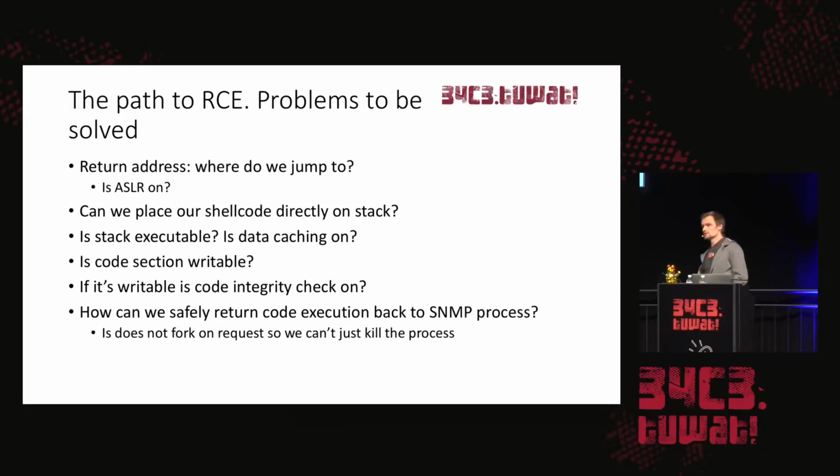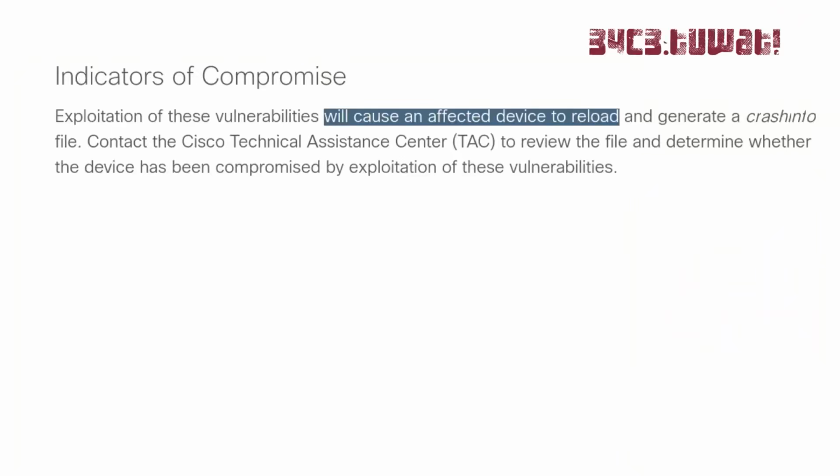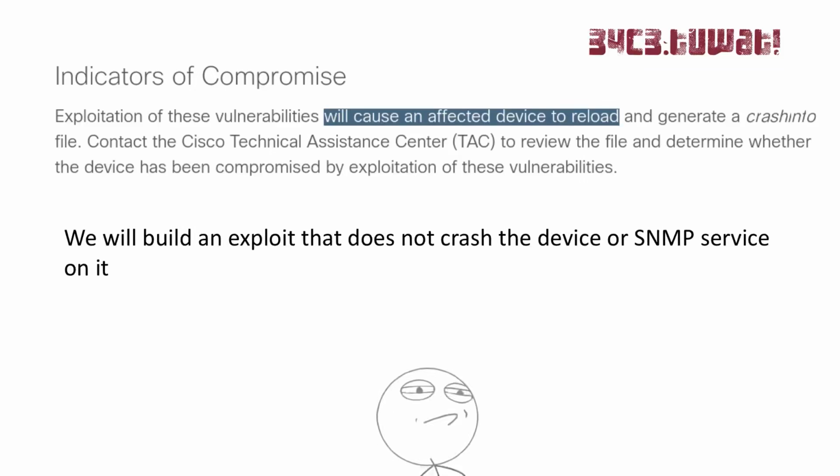But the most important question is how can we return the code flow back to the SNMP service? Because IOS is a single binary running in memory, and if you have an exception in any thread of this big binary, the Cisco device will crash. And if we look at the advisory, one of the indicators of compromise, as Cisco states, is device reload. So exploitation of the vulnerabilities will cause an affected device to reload. We'll try to build an exploit that will not crash the SNMP service.